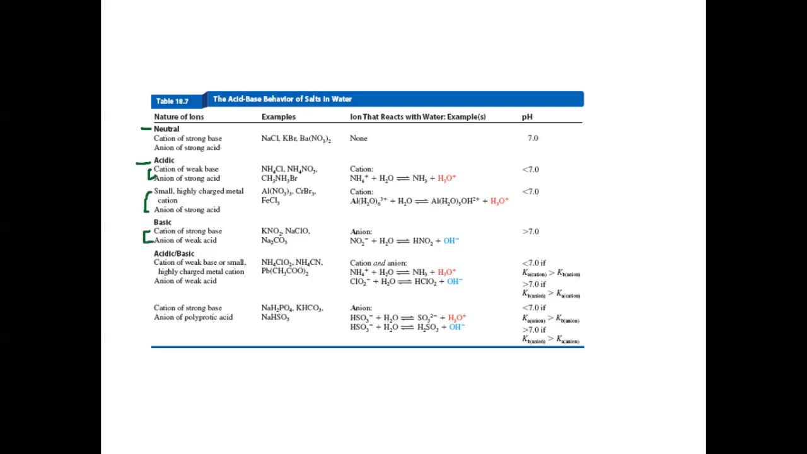Now, where it depends is when you have a cation of a weak base or a small, highly charged cation like a transition metal, and an anion of a weak acid. You have to look at the Ka of the cation and the Kb of the anion, which one is bigger, and that'll tell you whether it's going to be acidic or basic. If you have a cation of a strong base and an anion of a polyprotic acid, such as bisulfate or bicarbonate, you've got to look at the Ka of the anion and Kb of its conjugate base and see which one it is stronger as. And that'll tell you whether it's going to be acidic, basic, or neutral.